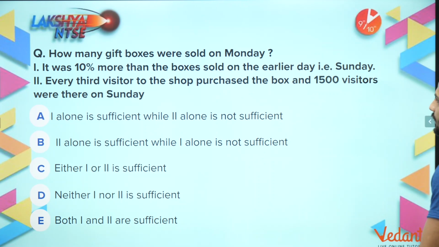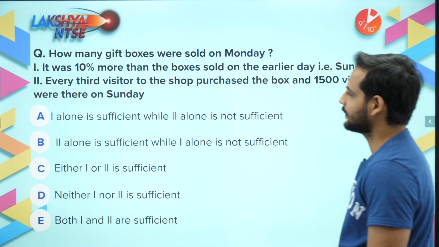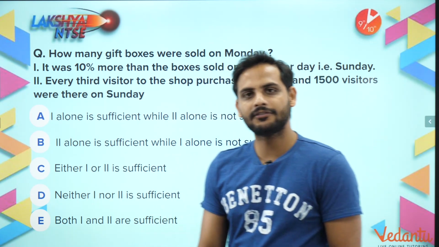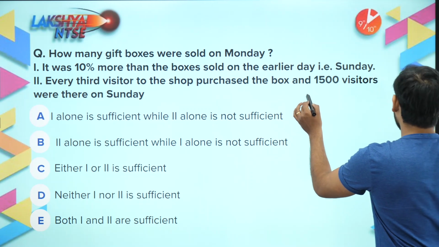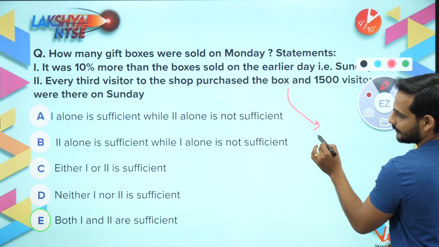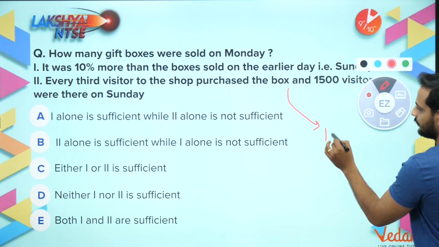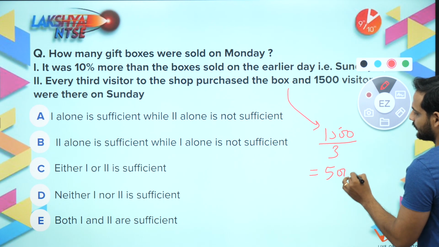Every third visitor to the shop purchased the box and 1500 visitors were there on Sunday. So if 1500 visitors were there on Sunday and every third visitor is buying, I can say total sales on Sunday was 1500, and 1 in every 3, that means 500 boxes were sold.